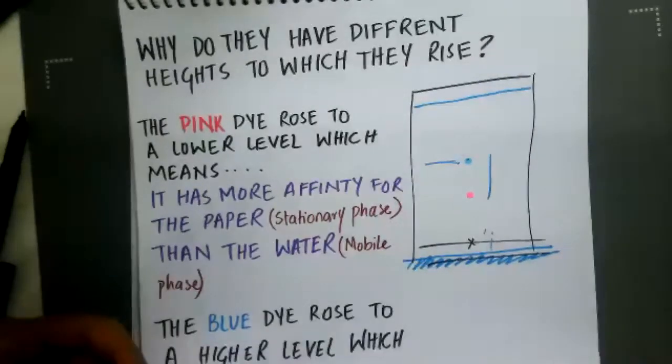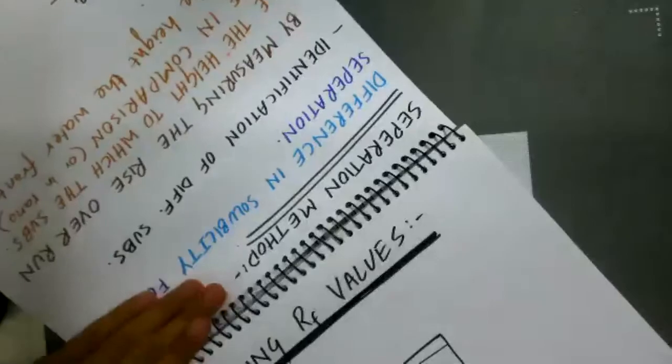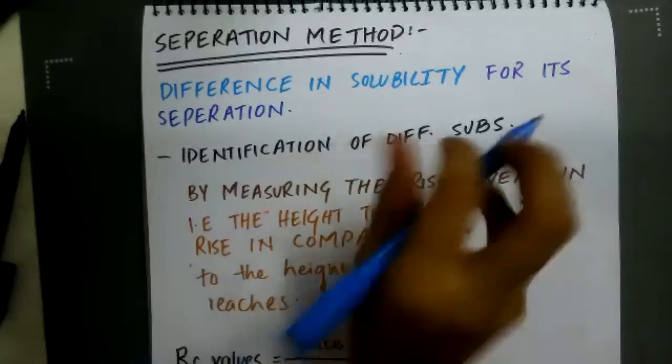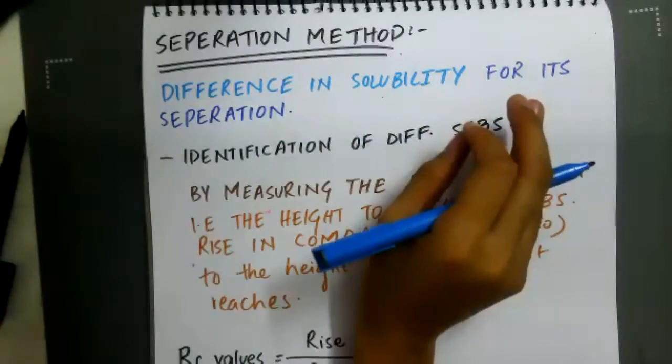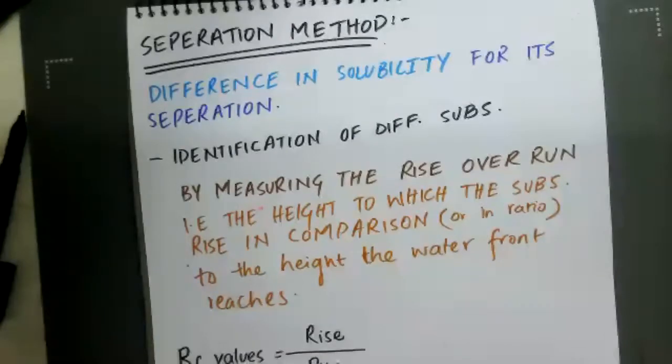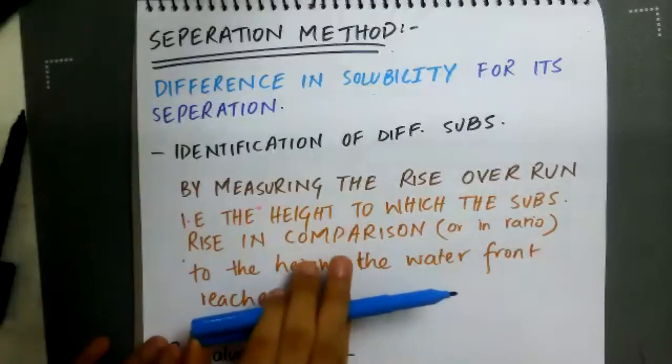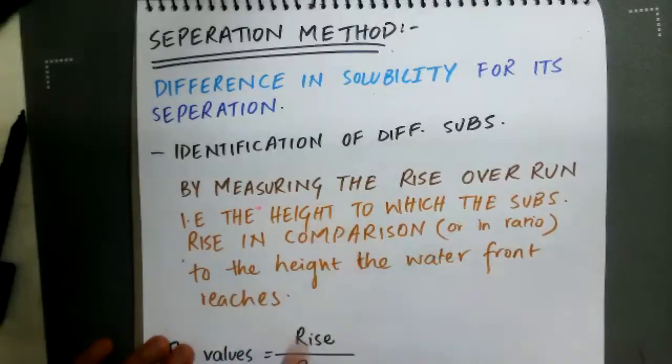So now, before, when I was talking about how the rise is specific to each substance, that is actually kind of vague. I gave you a vague definition before. I said that we're using the difference in solubility for this separation, and this is used for the identification of different substances. And how we're going to identify the substances is by measuring the rise over run.